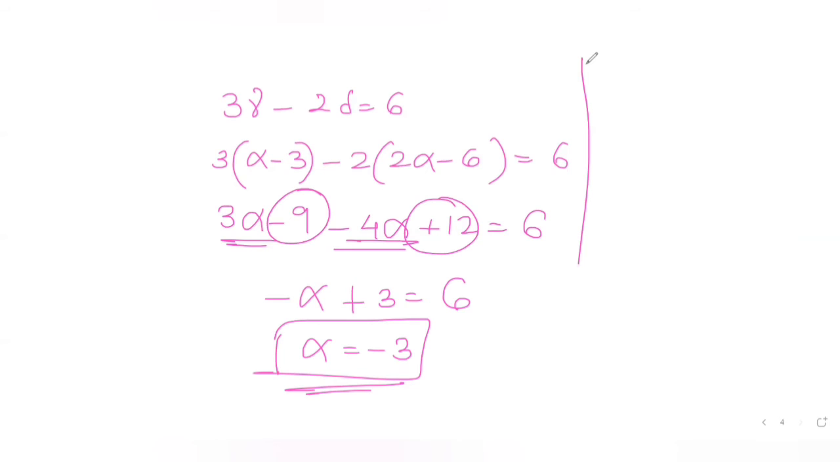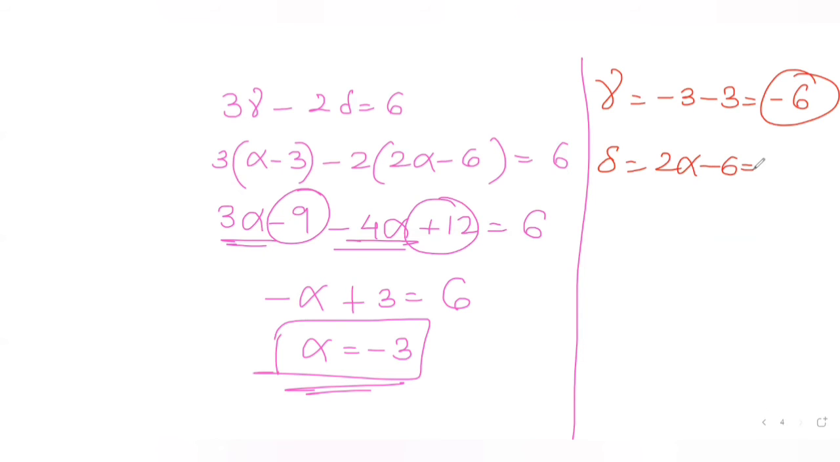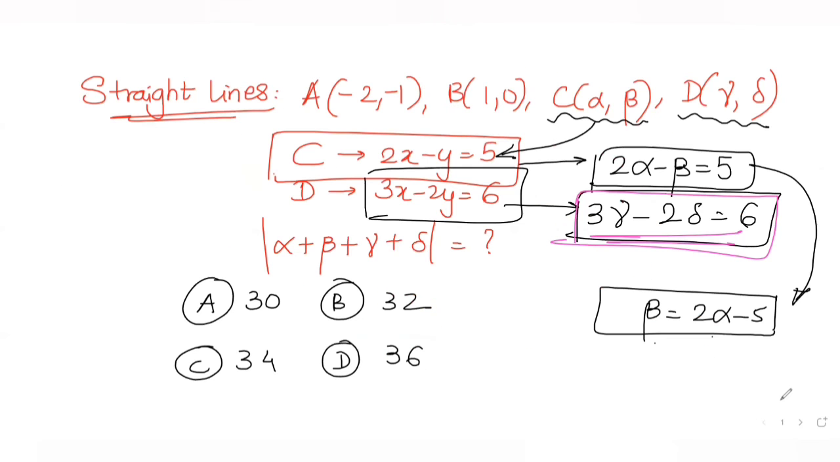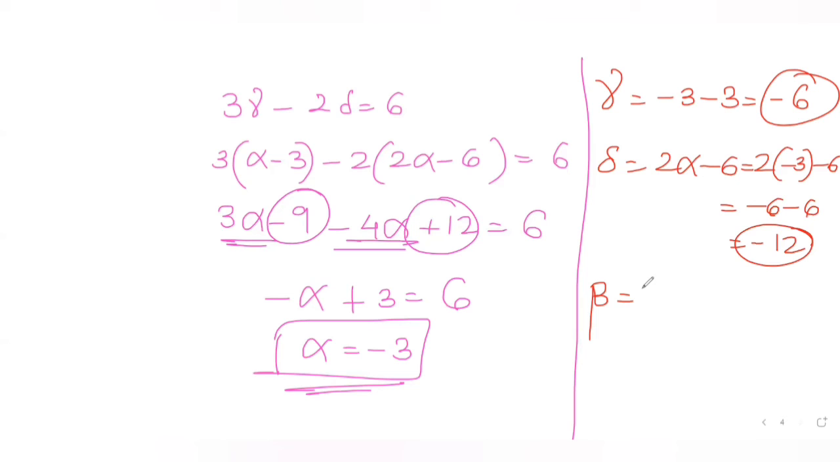Once I get alpha, let's figure out the other three because they are all based on alpha. Gamma becomes alpha minus 3, so minus 3 minus 3, which is minus 6. Delta becomes 2 alpha minus 6, so 2 into minus 3 minus 6, that is minus 6 minus 6, which is minus 12. And beta is 2 alpha minus 5, so 2 into minus 3 minus 5, which gives minus 6 and minus 5, which is minus 11.